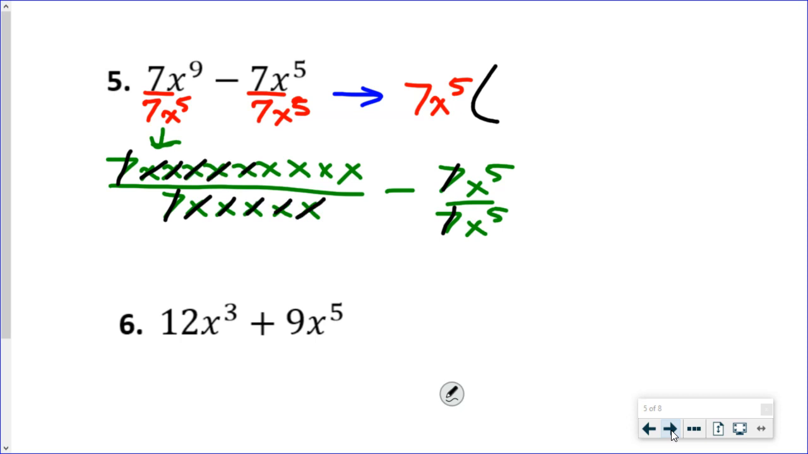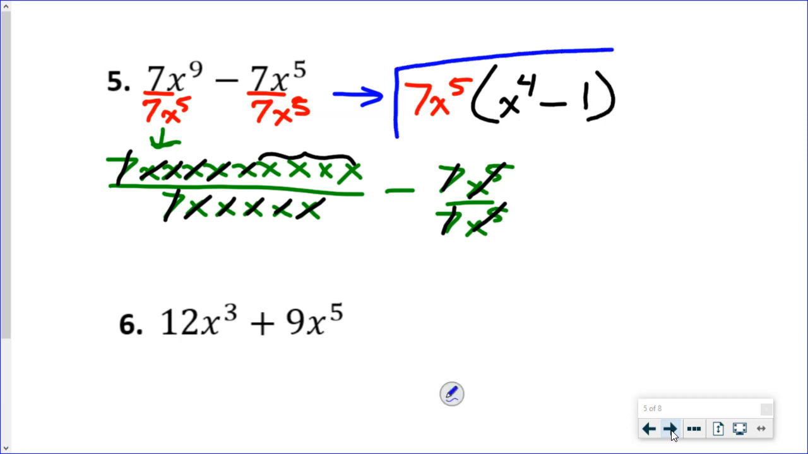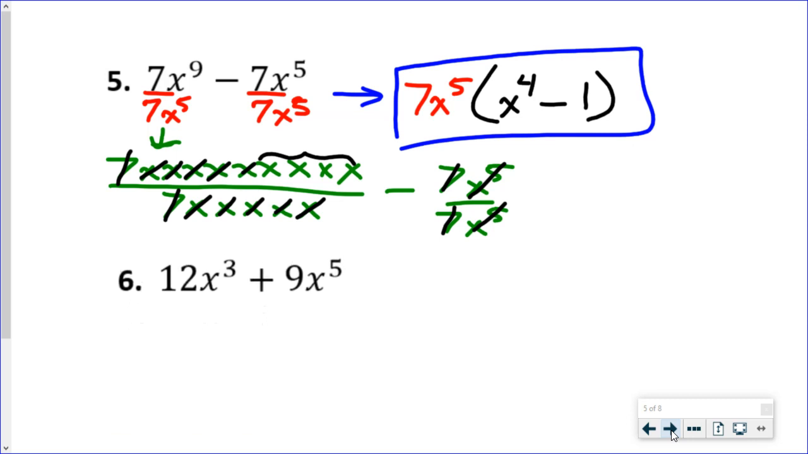So do you see I have 4 of these left? And if I have the same exact thing on the top, X to the 5th and X to the 5th, I would be canceling them all out. So when everything cancels and it's exactly the same on the top and the bottom, that reduces to 1. So hopefully you can think about that. Okay, let's look at number 6.